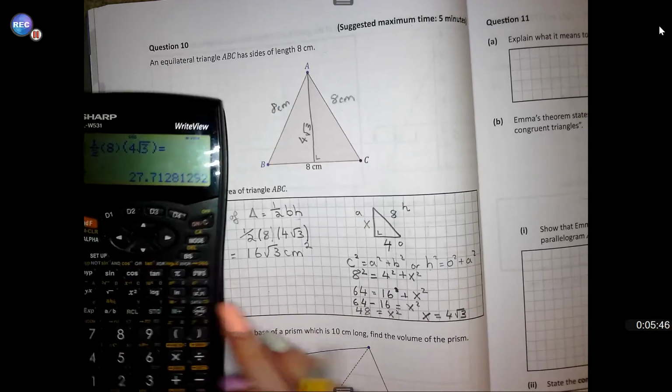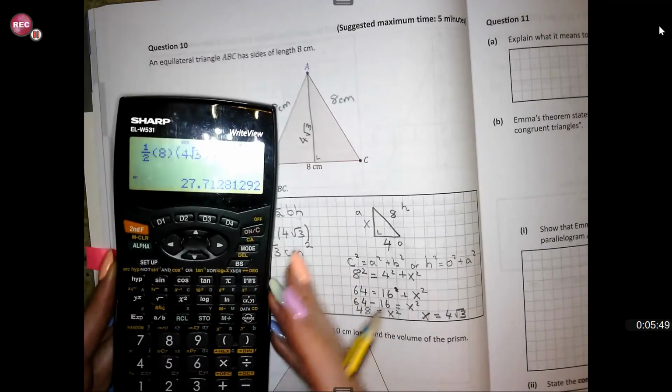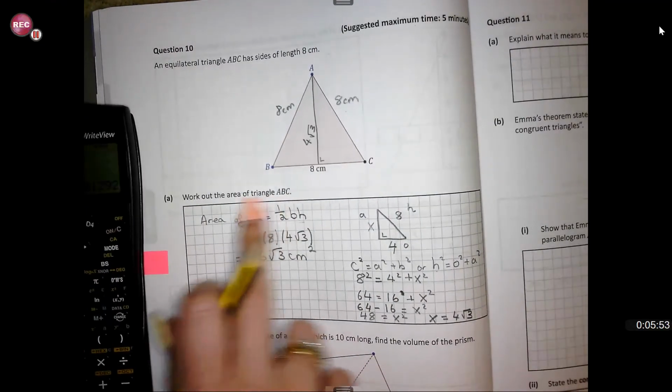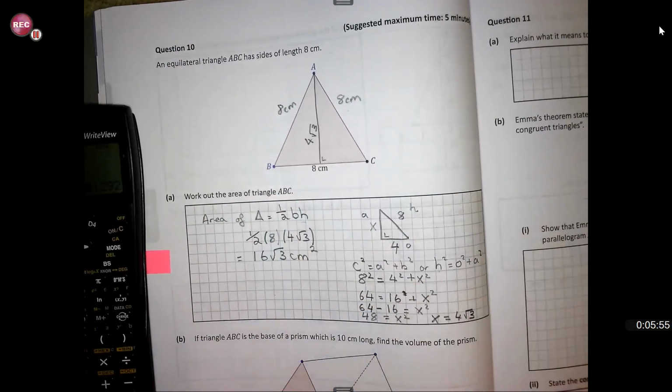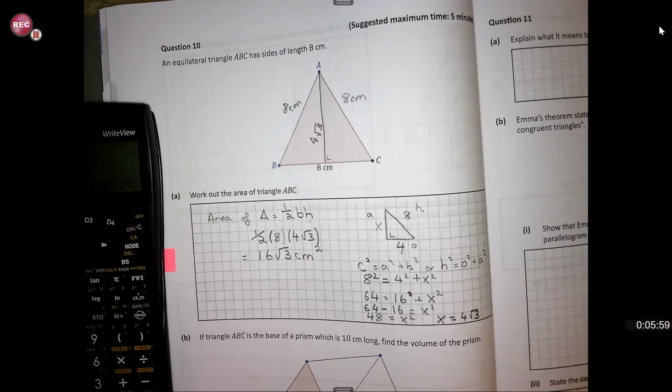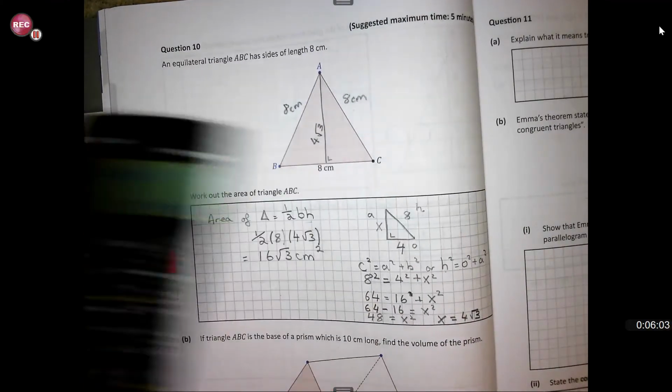Now your calculator might give it in decimal form, which is 27.7. It doesn't say what form they want, decimals or not. So either are correct. I'm going to leave it like that because there's too many numbers here.